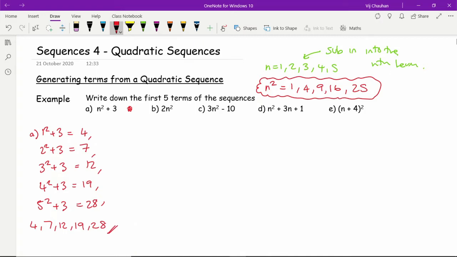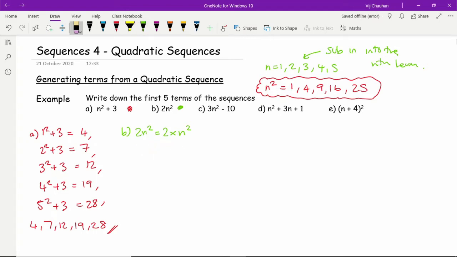Now, obviously, with regards to the next one, let's get a different colour pen, so let's do this one in green. So with B, the key thing with regards to 2n squared is, remember, BIDMAS. So 2n squared means 2 times n squared, not 2n, work that out, and then square it. So it's really important that you recognise that 2n squared is not the same as (2n) squared, which again is a whole different topic. So let's just get rid of that.